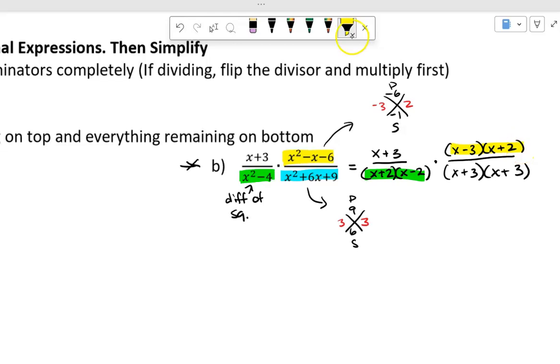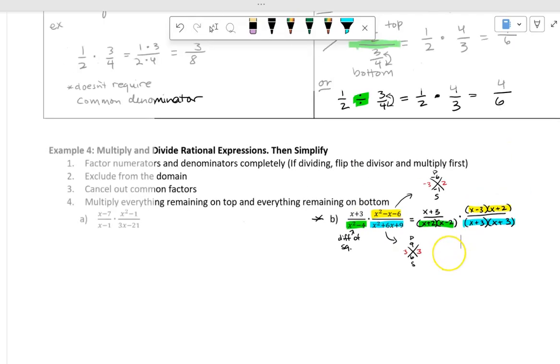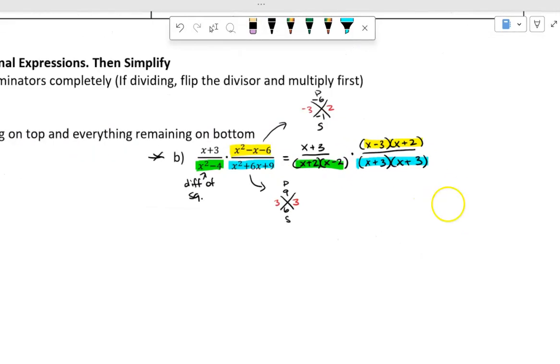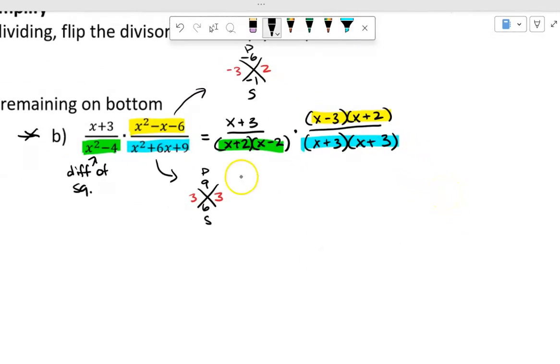Now the top is factored, the bottom is factored, and I've color-coded everything that I've changed into factored form. Before I move on to trying to cancel anything, to trying to multiply anything, I want to look at my steps. So far I've factored numerator and denominator completely. Next, I need to exclude from the domain, so that's what my next step will be.